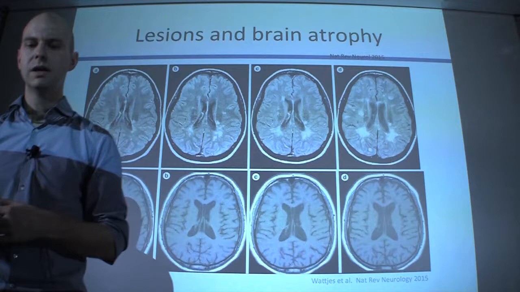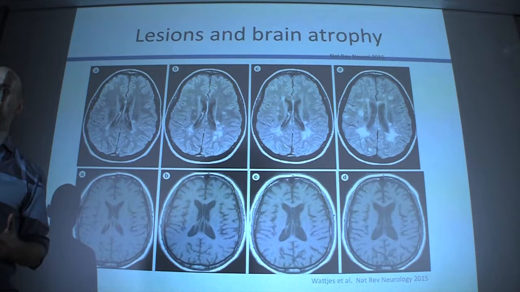Okay, so what is there beyond lesions? What can we do on imaging beyond lesions? Think back to what MS really is. It's a disease characterized by lesions, but also a neurodegenerative disease.